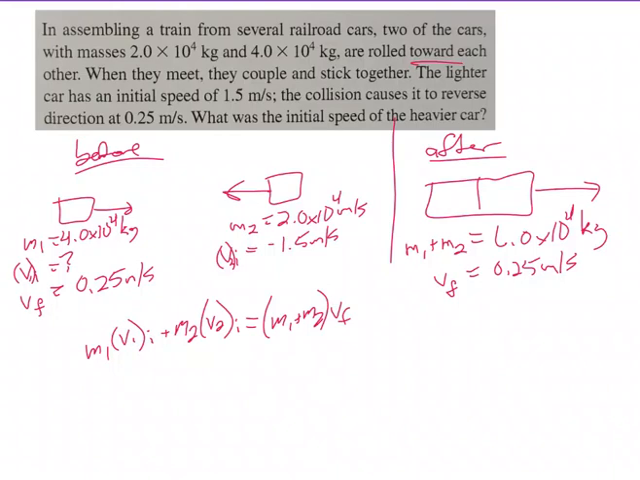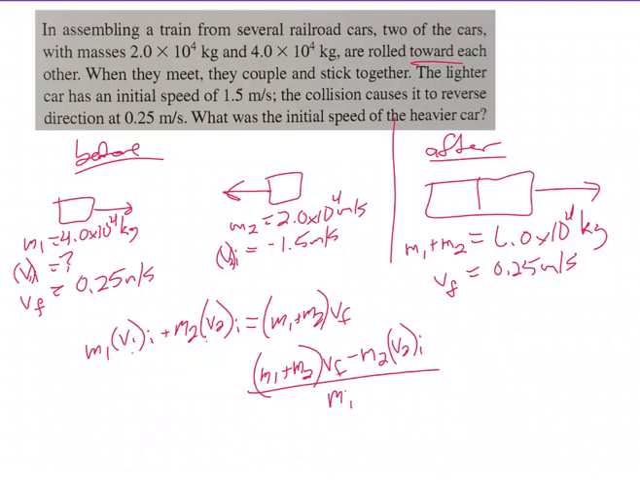Okay, what are we looking for? We are looking for the initial velocity of M1, V1 initial, so we're going to solve for V1 initial. How do we do that? This term goes to the other side. So I have M1 plus M2 times VF, now minus M2 V2 initial. And then what am I going to do if I'm solving for V1I? Divide by mass 1.